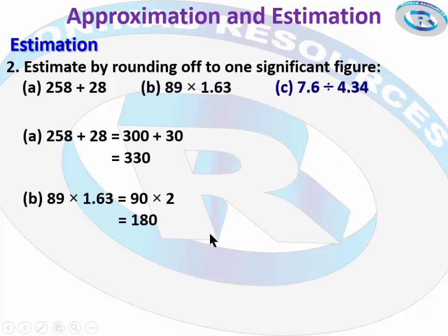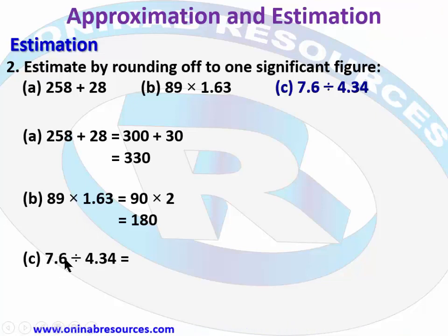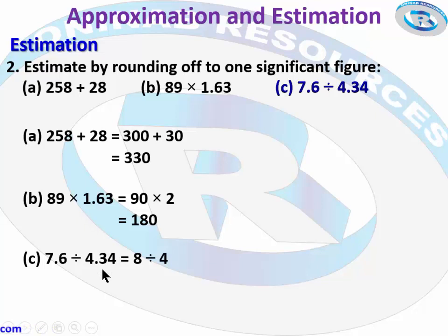We then go to problem 2C under estimation. So we have 7.6 divided by 4.34. So 7.6 to one significant figure is 8. Then divide by 4. I hope you know how we got this 8. 7 plus 1, since this 6 is to be rounded up. And here it is just 4 because this 3 is going to be rounded down. So that 8 divided by 4 gives 2. And that's all for problem 2.